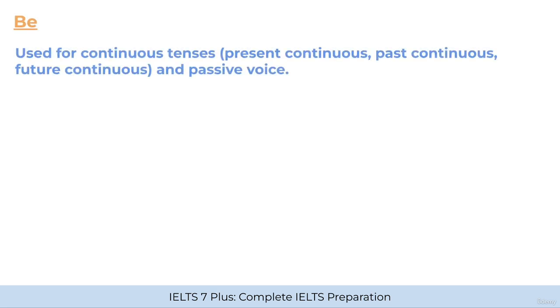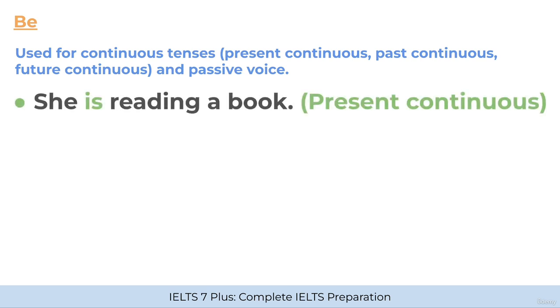Let's start with be. What is it used for? So it's used for continuous tenses. We'll look at this in the course: present continuous, past continuous, and future continuous, and also the passive voice. So we'll also look at passive and active voice in the course in more detail, but we'll touch on it today. So for example, she is reading a book.